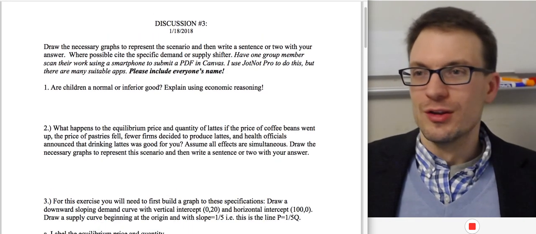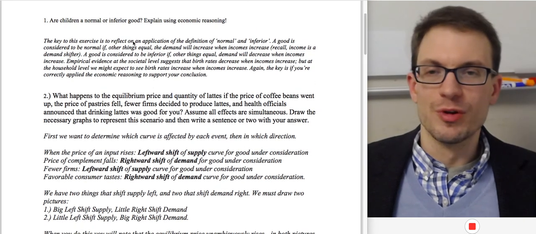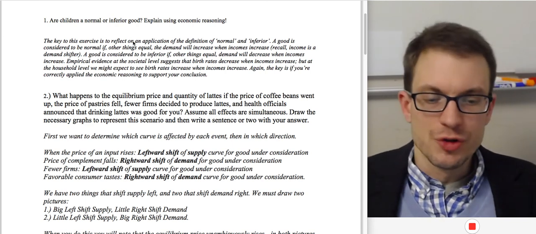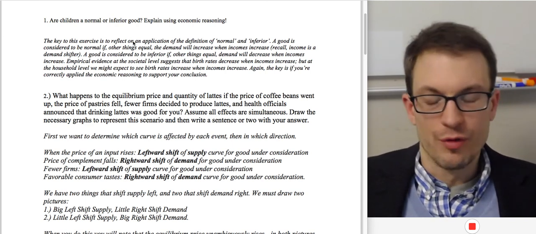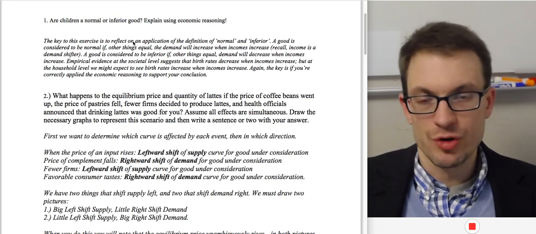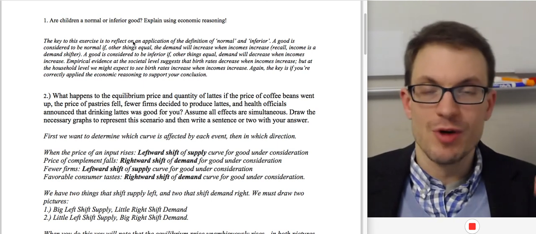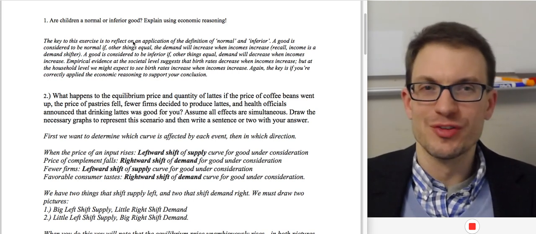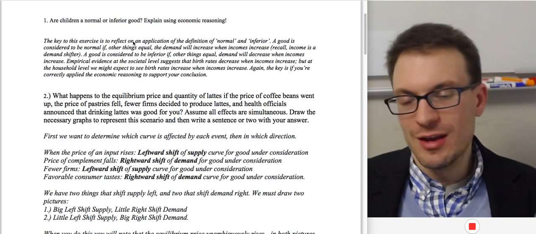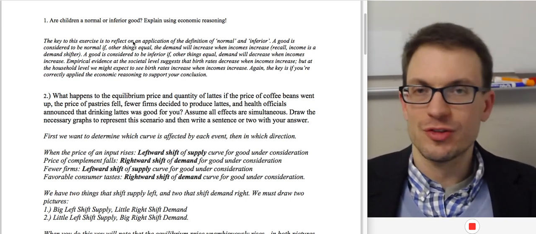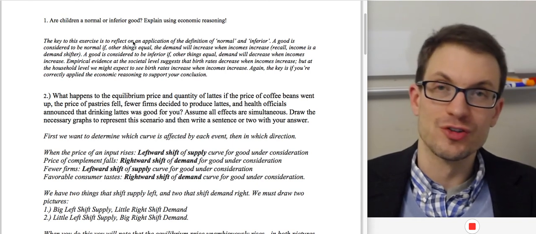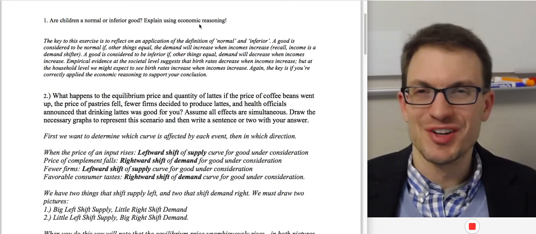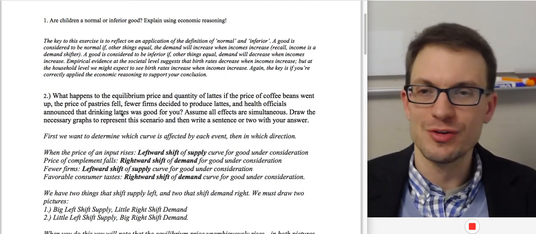Okay, so let's look at the solution. So first, are children a normal or inferior good? Well, if you want to say children are a normal good, you might look around and say, over the life cycle, as your income rises, households have more children. So therefore, as incomes rise, demand seems to rise. That's the definition of a normal good. Or you can look around the world and say, historically, as civilizations gain wealth, as income rises, fertility rates fall. So therefore, it looks like children are an inferior good. And either is acceptable. The key is, let's just apply economic reasoning. Apply the definition to stand behind your conclusion.